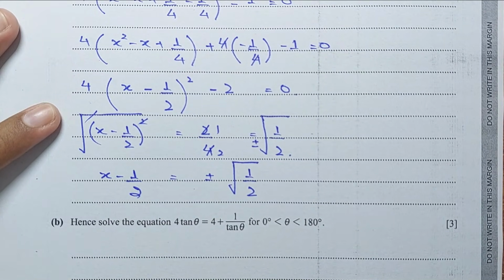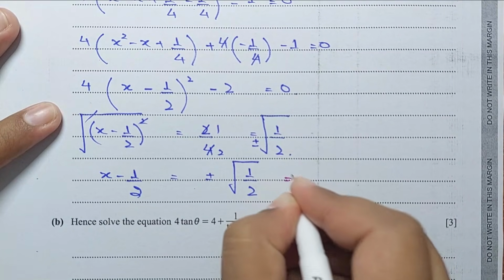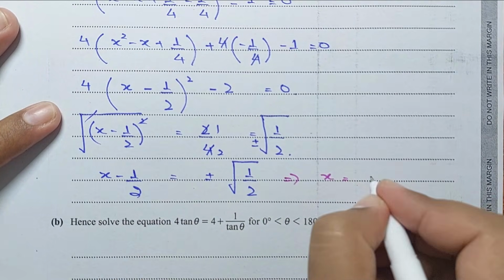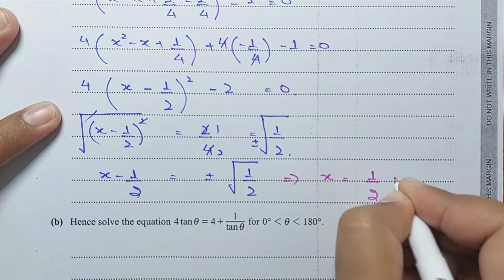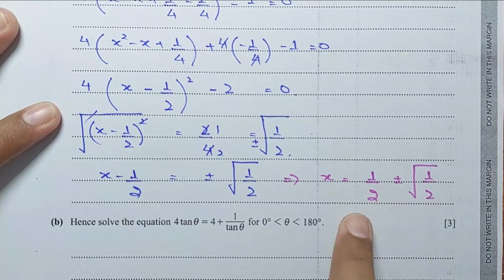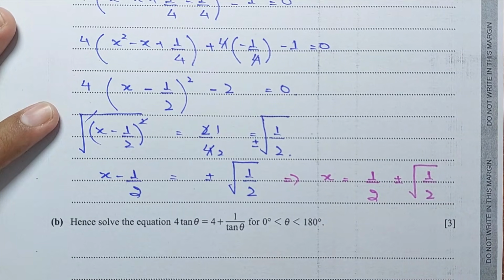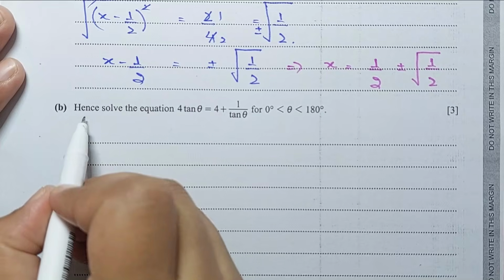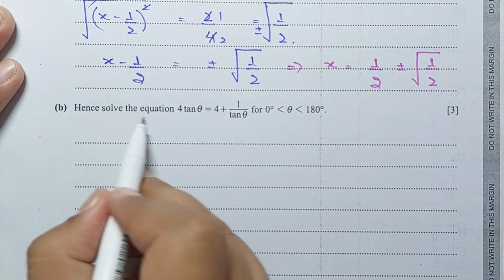Alright, now what are the two solutions? From here, we can say what is x? x equals this 1/2, shift to the other side becomes plus 1/2 plus minus square root of 1/2. So these are the two possible exact solutions for this equation. Moving to part B, hence means using the answer for part A, solve this equation.